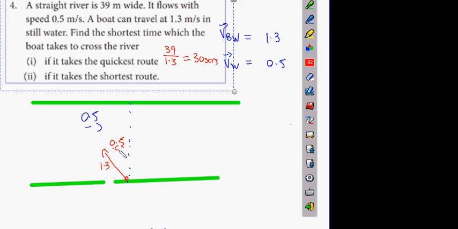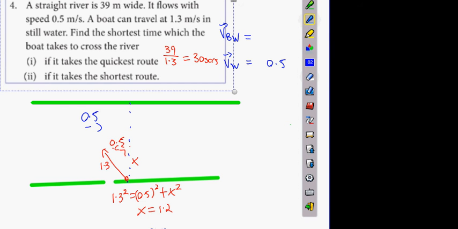Now, I'm going to use Pythagoras' theorem here and find out what we call x. So 1.3 squared equals 0.5 squared plus x squared. It's a 13, 12, 5 triangle. X is going to be 1.2. So what we now know is that the velocity of the boat in water is no longer 1.3j.